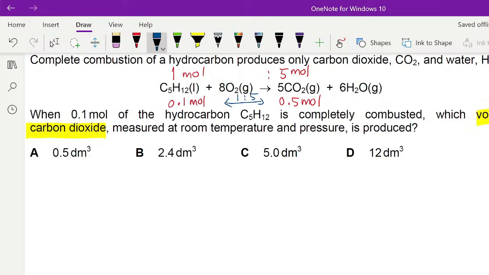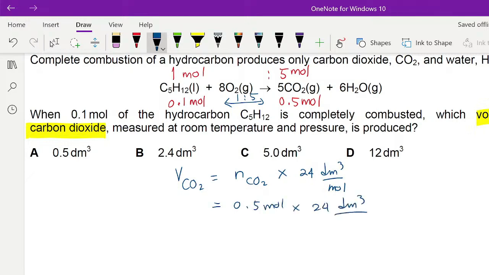Okay. And then which volume? So we translate that to volume. Volume of carbon dioxide is mole of carbon dioxide times 24 dm cube per mole. So 0.5 times 24, and that is 12 dm cube, right? See, you can cancel the mole and you end up with dm cube.